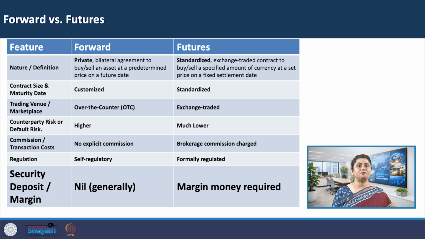Normally, no upfront payment or security deposit is required in the forward contract. The company only agrees to exchange currency on the maturity date. In a future contract, however, both parties are required to deposit margin money. This margin acts as a security deposit and helps ensure that losses can be covered if the market moves unfavorably.